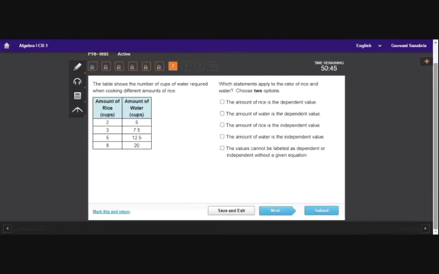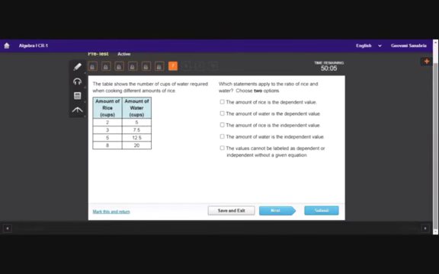Okay, what does this say? Which statements apply to the ratio of rice and water? Rice and water. Okay.